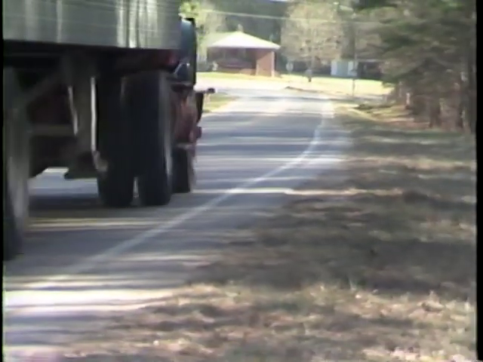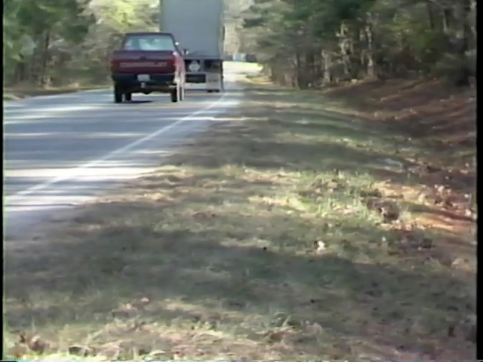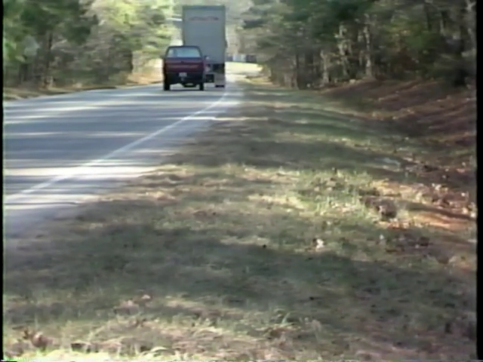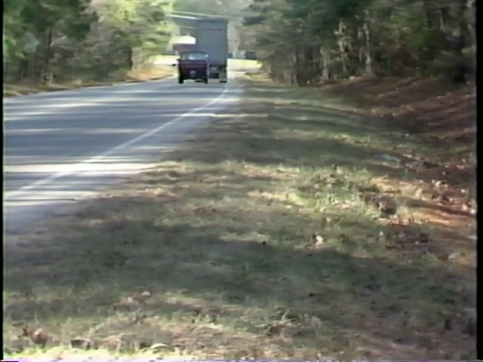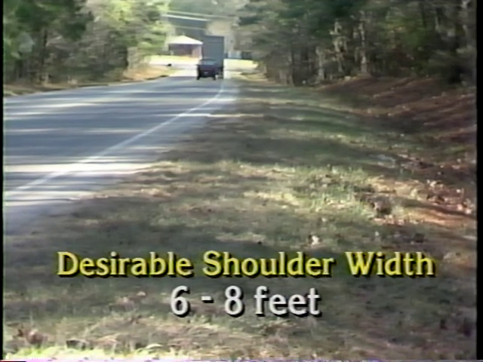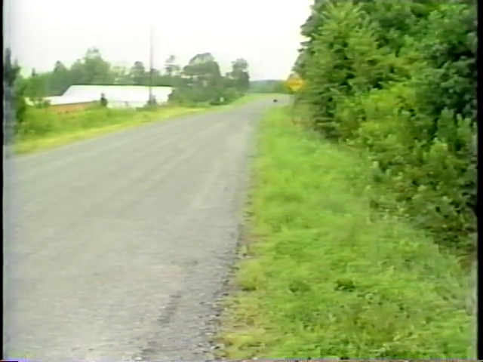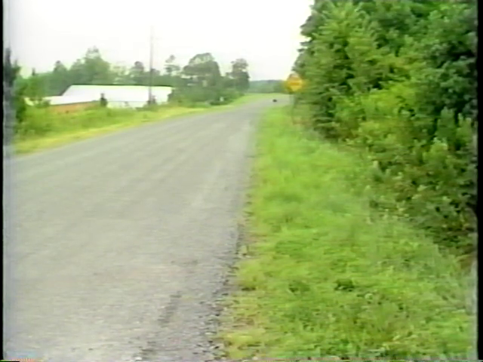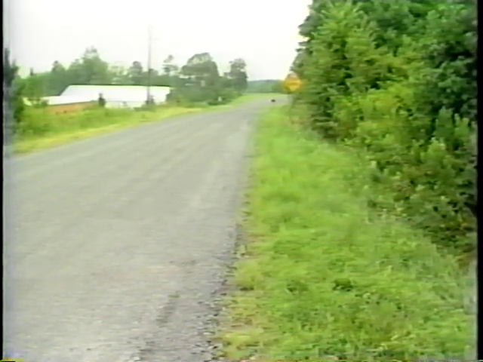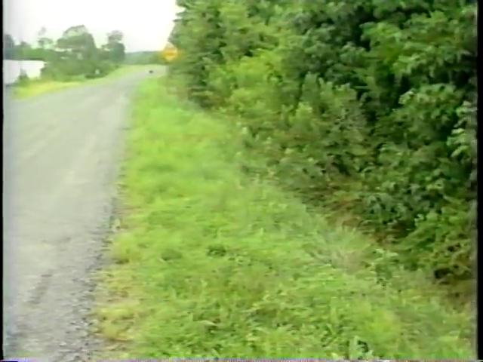Shoulder widths may vary, depending upon geographical location. The width is measured from the edge of the pavement to the foreslope of the ditch. A minimum width of 6 to 8 feet would be desirable. It is also desirable to have established turf composed of grass or other vegetation on the shoulder. This will reduce damage due to erosion and blowing away of shoulder material.